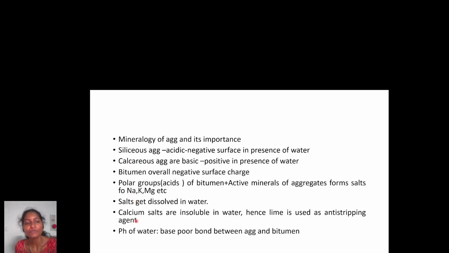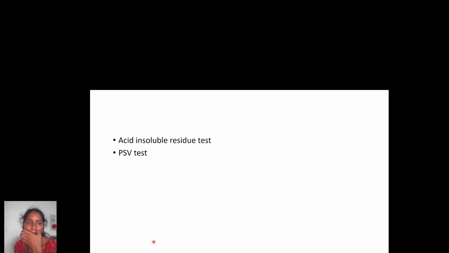It was found that calcium salts are insoluble in water. That is the reason why lime, meaning calcium oxide, is usually mixed with the aggregates, so that it acts as an anti-stripping agent. And when it comes to the pH of water also, basic water has a poor bonding between the aggregate and bitumen. So in order to quantify that, we usually have two tests: one is the acid insoluble residue test and the other is the polishing stone value test.